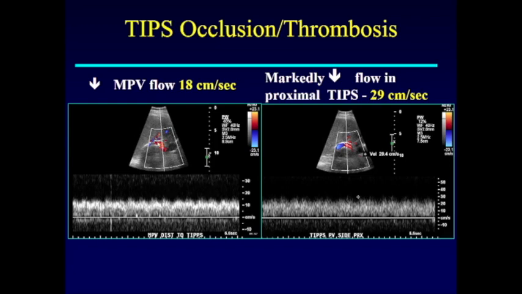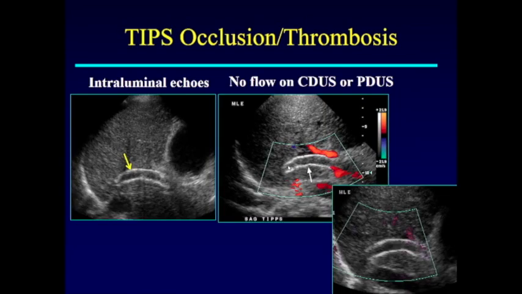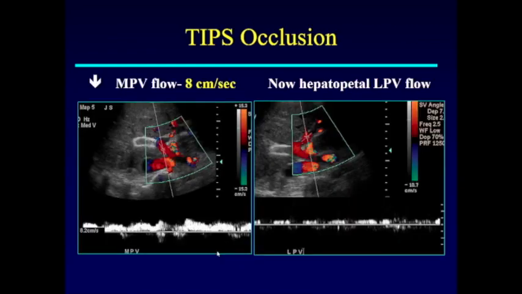Just a couple of examples of occlusion. In this patient, the main portal venous flow was 18 centimeters per second, so markedly decreased. The flow in the proximal TIPS was 29, so markedly decreased. And then in the mid and distal TIPS, there was no flow. You can also see this nicely here on the grayscale and the color Doppler and even power Doppler image. Again, you want to, of course, make sure you optimize all your color Doppler settings.